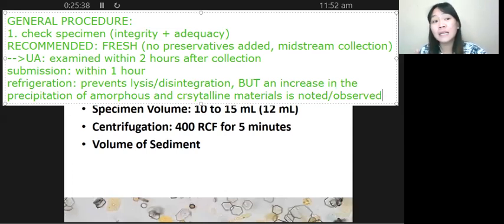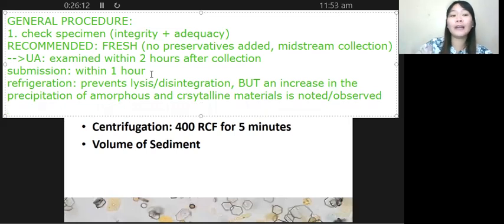Okay, so that means ideally, hindi pa din siya okay na i-refrigerate mo. Naku ha, hindi pa rin siya okay. Between a refrigerated specimen and a fresh specimen, alin ang mas maganda? Yung fresh, syempre. Okay, naku ha, kaya nga ang nilagay ko dyan, recommended ay fresh pa din. Alright, no preservatives added, no preservation as much as possible, and it should be collected via midstream collection.